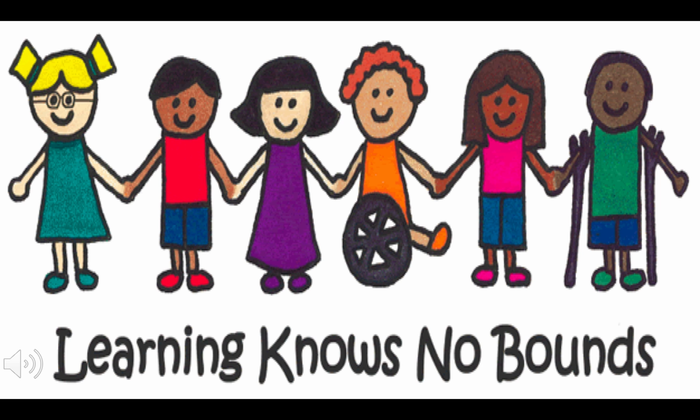The U.S. Department of Education defines multiple disabilities as concomitant impairments such as mental retardation and blindness or mental retardation and orthopedic impairment, where the combination of which causes such severe educational needs that they cannot be accommodated in special education programs solely for one of the impairments.